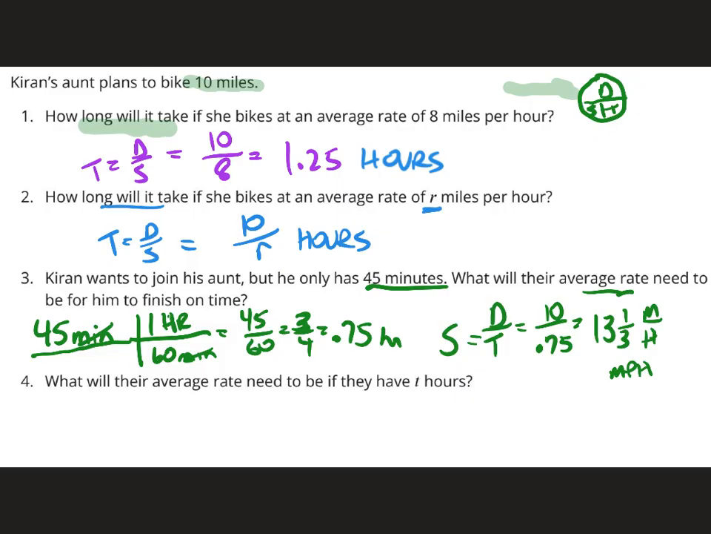And then finally, what will their average rate be if they have t hours? Again, speed is distance over time. Our distance is 10. Our time is t, so 10 over t miles per hour.